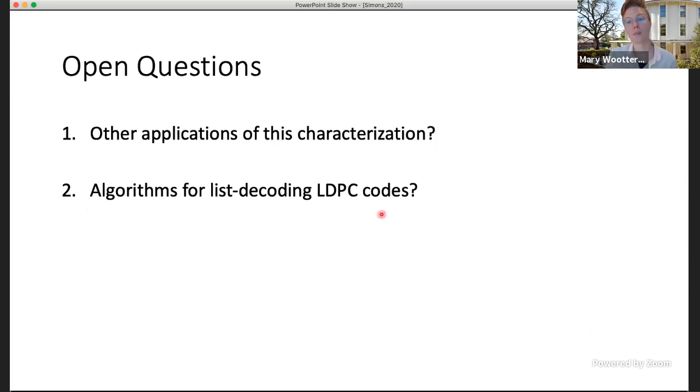The other big open question is algorithms for list decoding LDPC codes. My motivation for studying LDPC codes was that they have efficient algorithms for unique decoding. That's when I happen to know that there's only one point in the ball. But if you give me the center of a Hamming ball, and I'm supposed to tell you all of the points in this subspace that live in that Hamming ball efficiently, ideally in linear time, I don't know how to do that.